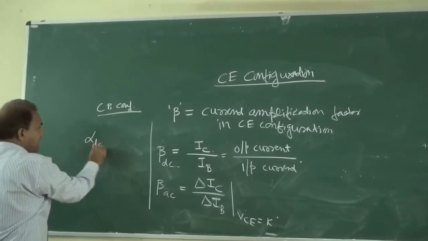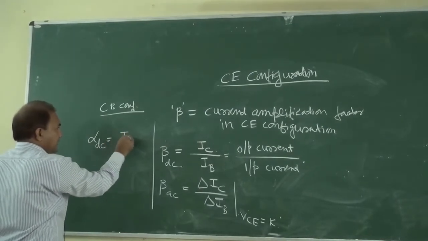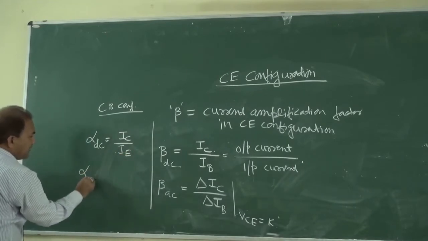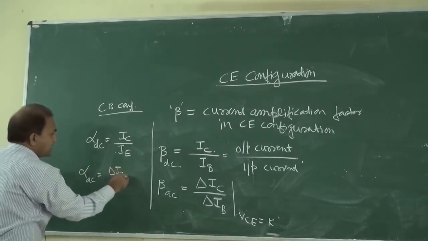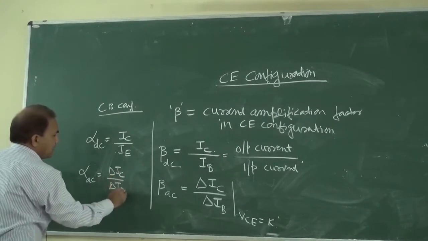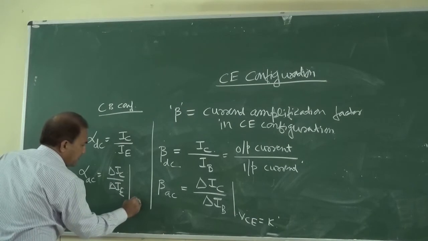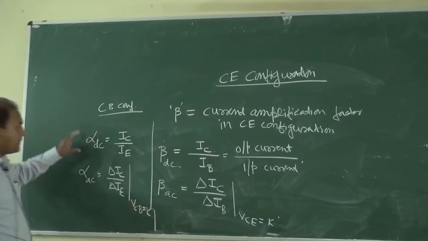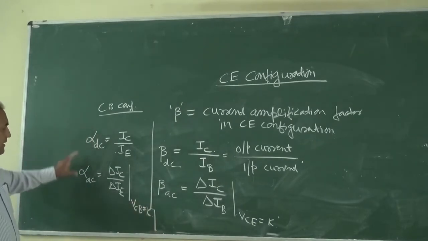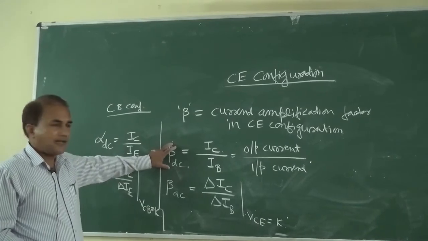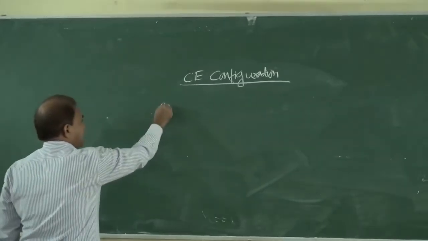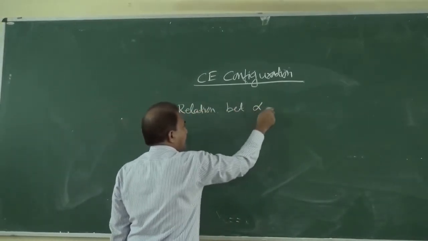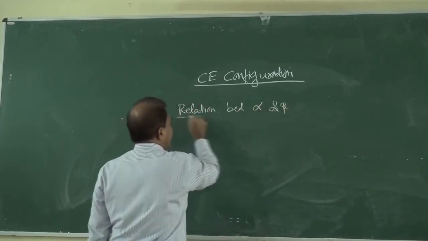alpha for DC is equal to output current over input current. Output current is IC, input current is IE. Again, alpha AC is equal to del IC by del IE for a constant value of VCB. Okay, alpha DC, alpha AC, beta DC and beta AC. Then we will see the relation between alpha and beta.